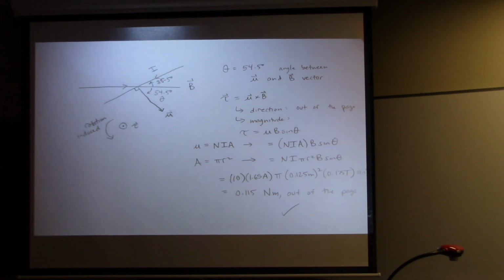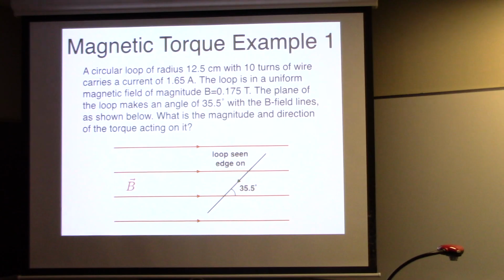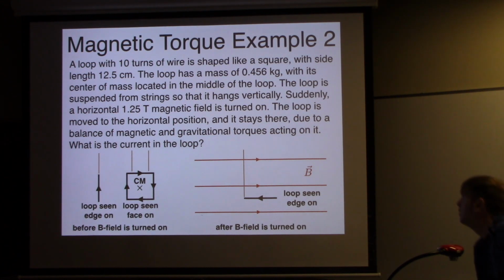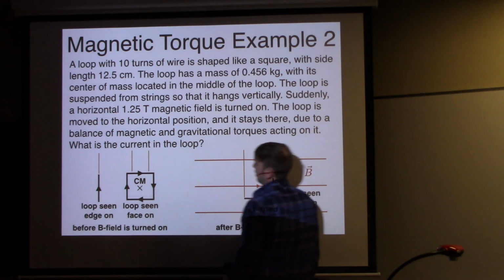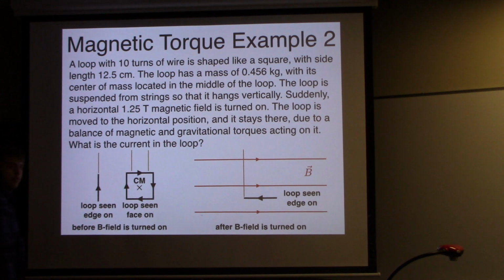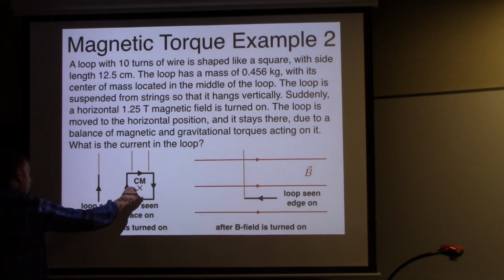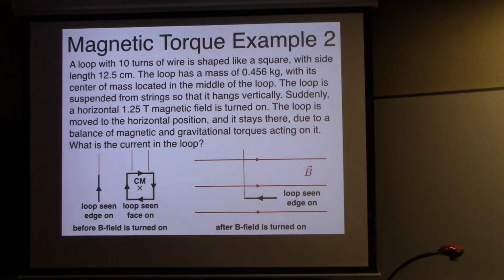Okay? So taking this to another example. Okay, let's do one more. In this example, what we have is a loop with 10 turns of wire, and it's shaped like a square. And the side length of the square is 12.5 centimeters. The loop has a mass of 0.456 kilograms, and the center of mass is right there in the middle of the loop.